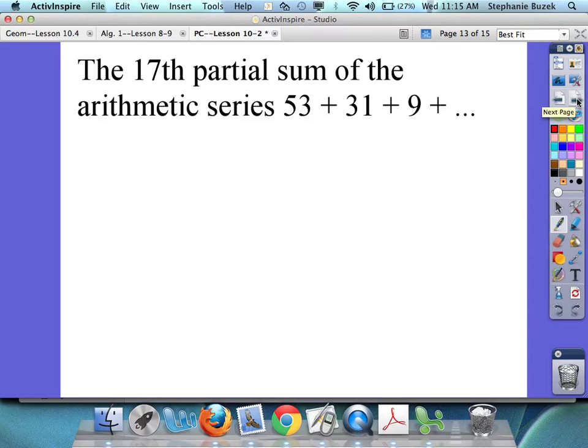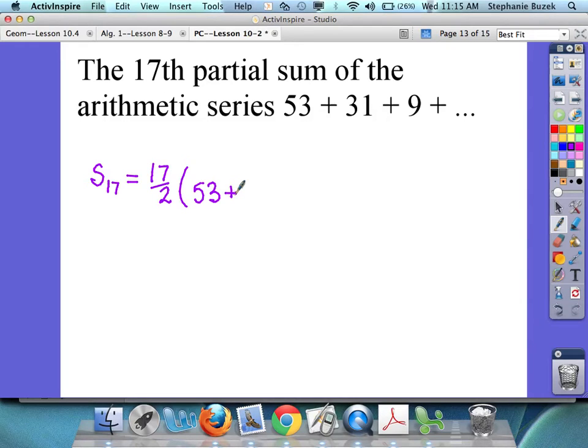The 17th partial sum of the arithmetic series. So basically, I could do 1 plus 17 and add all those up, so I could find the sum of the first, second, third, and do all that. Or I could just find the sum of the first 17 terms. The only problem here is what? What don't I know in order to do this? I don't know the 17th term. So I've got to find the 17th term before I can even continue.